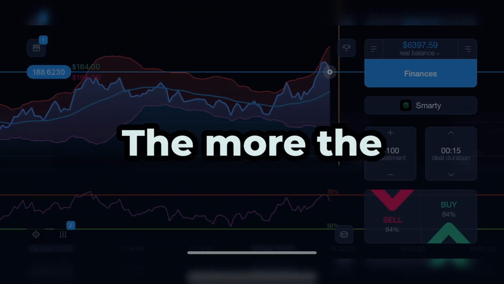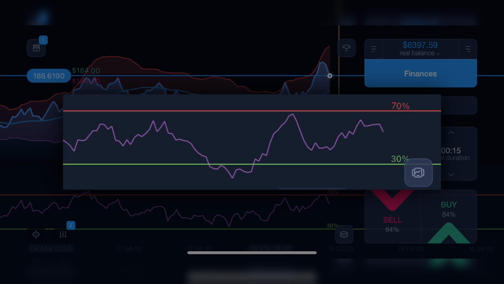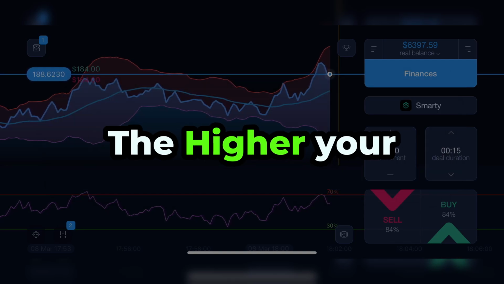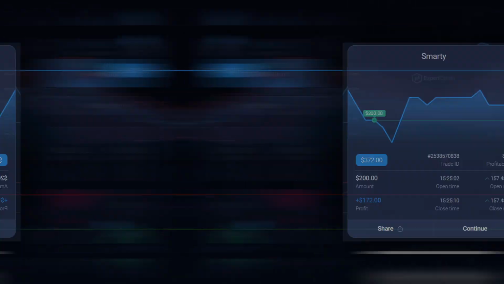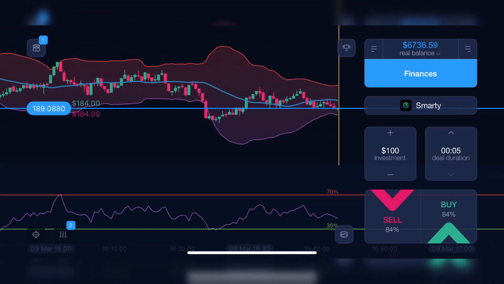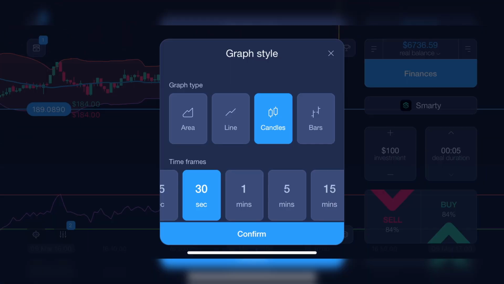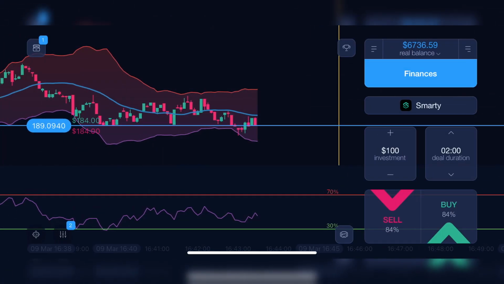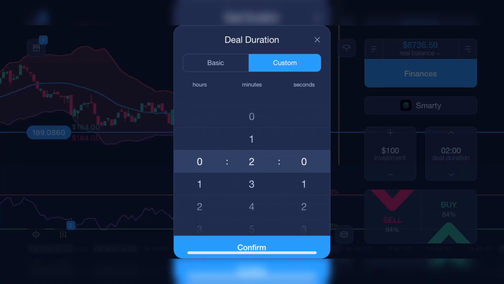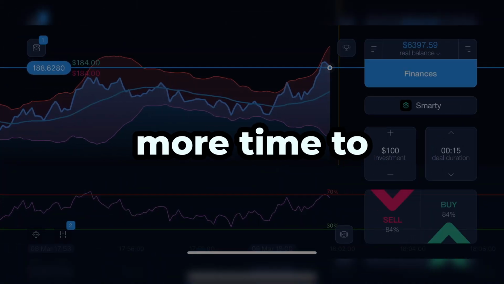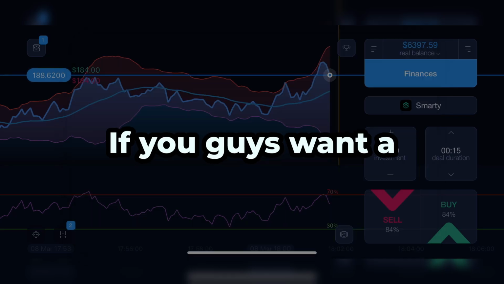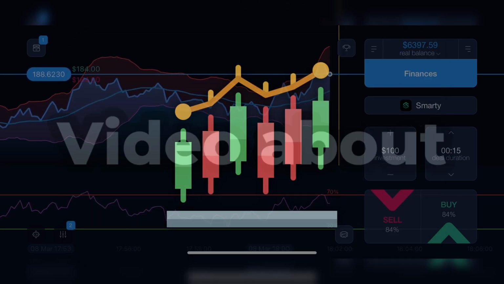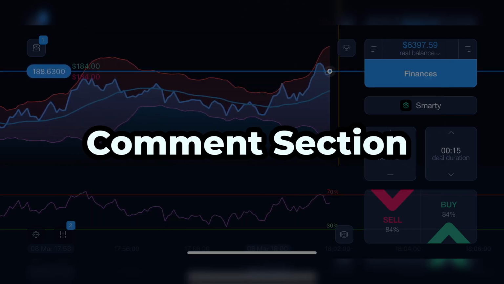The more the market line goes past the oversold or overbought lines in the RSI indicator, the higher your trade's success rate will be. Another thing is, if you're using candlesticks instead of the market line, try to be careful with your deal duration. If you're using 30-second candles, try to keep the deal duration above 2 minutes. And if you're using 1-minute candles, try to keep the deal duration above 3 to 4 minutes, and so on. This will give you more time to read and analyze the market. If you guys want a more in-depth video about candlesticks in Expert Option, let me know in the comments section.